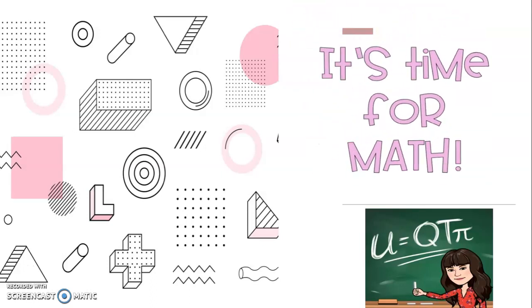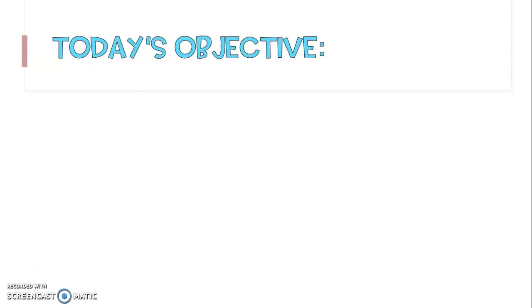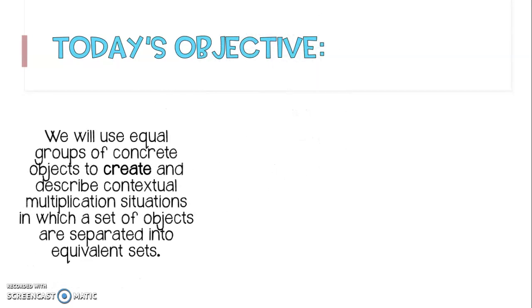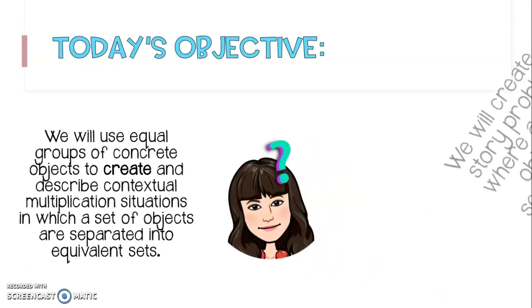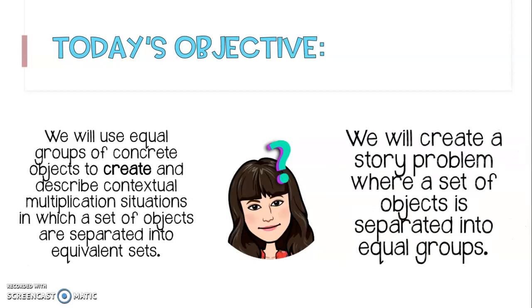It's time for math. Today's objective: we will use equal groups of concrete objects to create and describe contextual multiplication situations in which a set of objects is separated into equivalent sets. So what does this mean? Today, we will create a story problem where a set of objects is separated into equal groups.